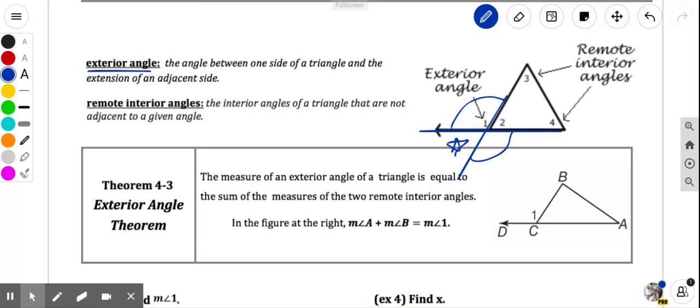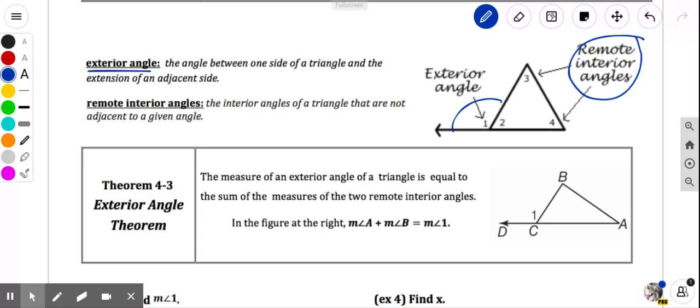This is not an exterior angle. So it has to be adjacent to the side. So like at every corner, I could extend, that's an exterior angle. Or I could extend this. This is an exterior angle. So there's a lot of different possible exterior angles with every triangle. When you have an exterior angle, each one has a set of remote interior angles that go with it. And we'll talk about the relationship in a second.